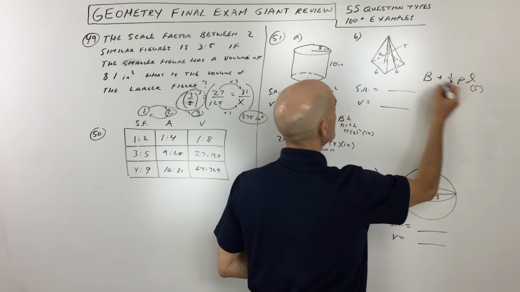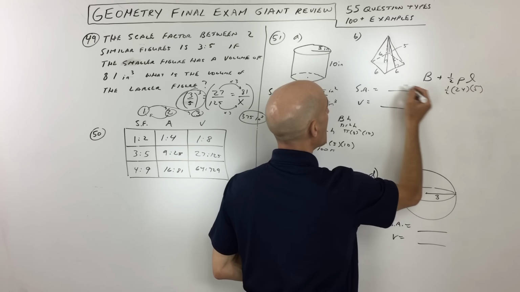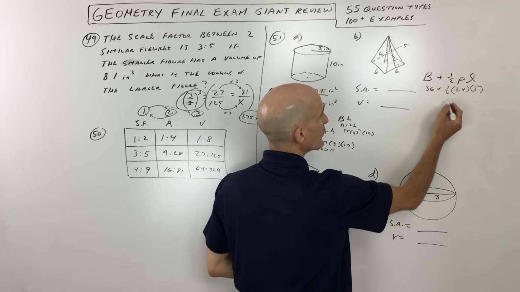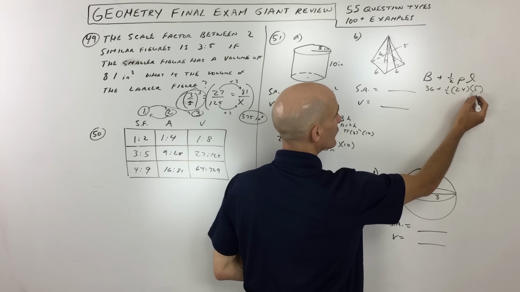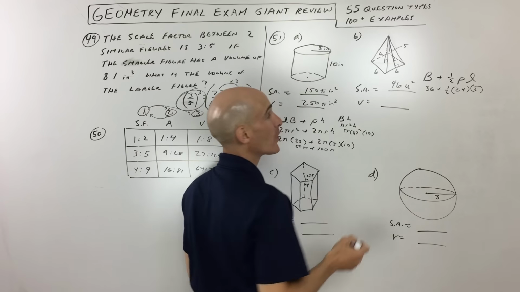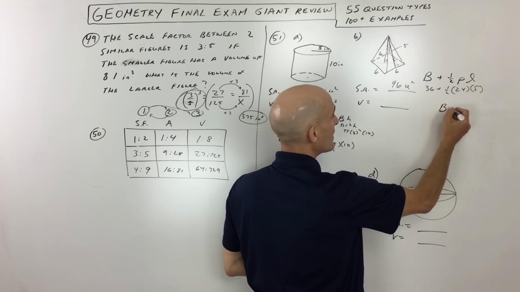They give us the perimeter of the base, which is 6 times 4, so that's 24, times 1/2, and then the base here is 6 times 6, it's a square, that's 36. So if we add this together, that's half of 24 is 12, 12 times 5 is 60, plus 36 gives us 96 units squared.